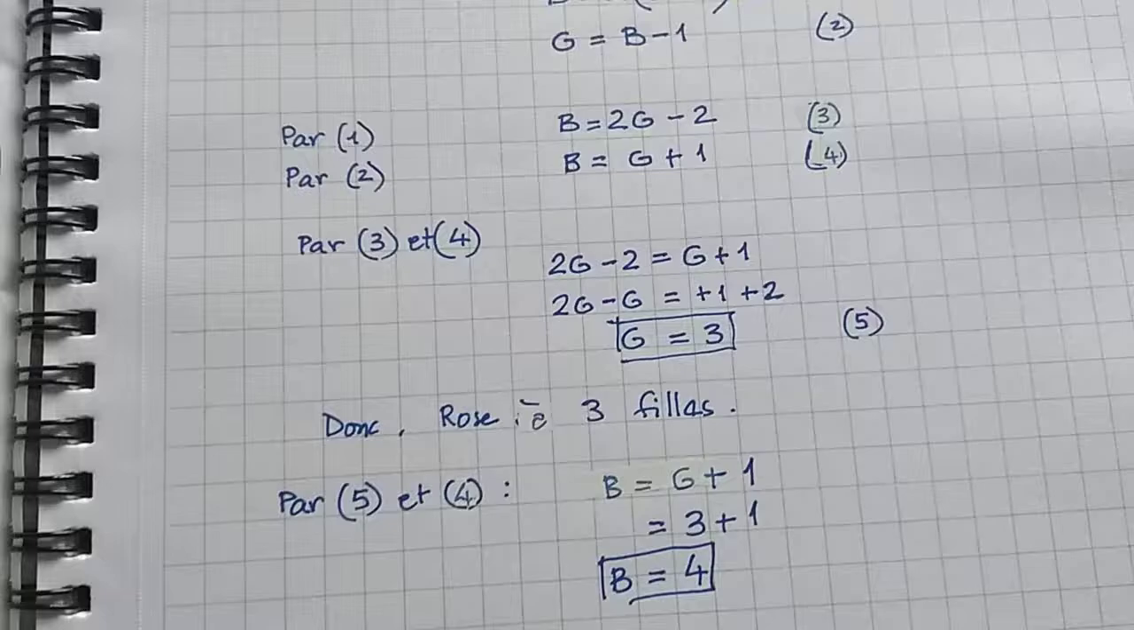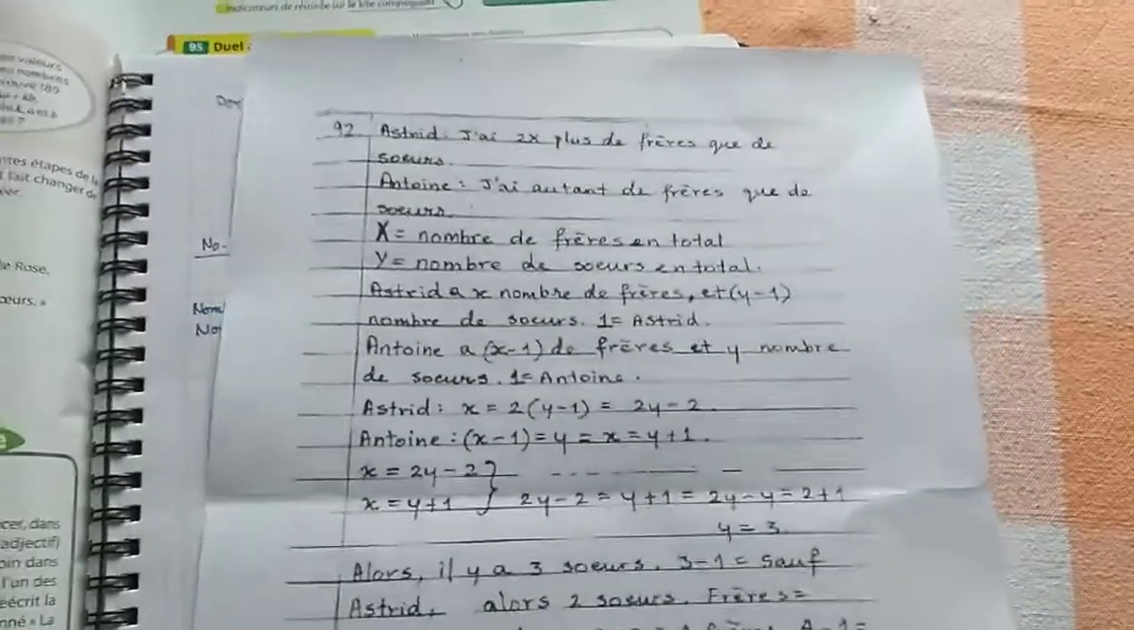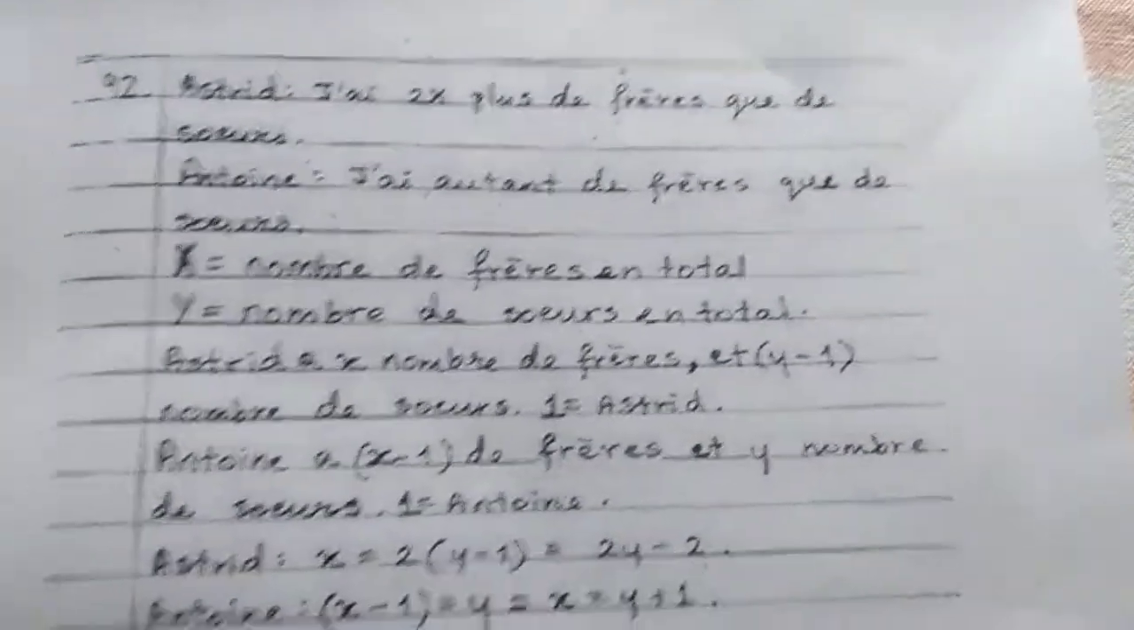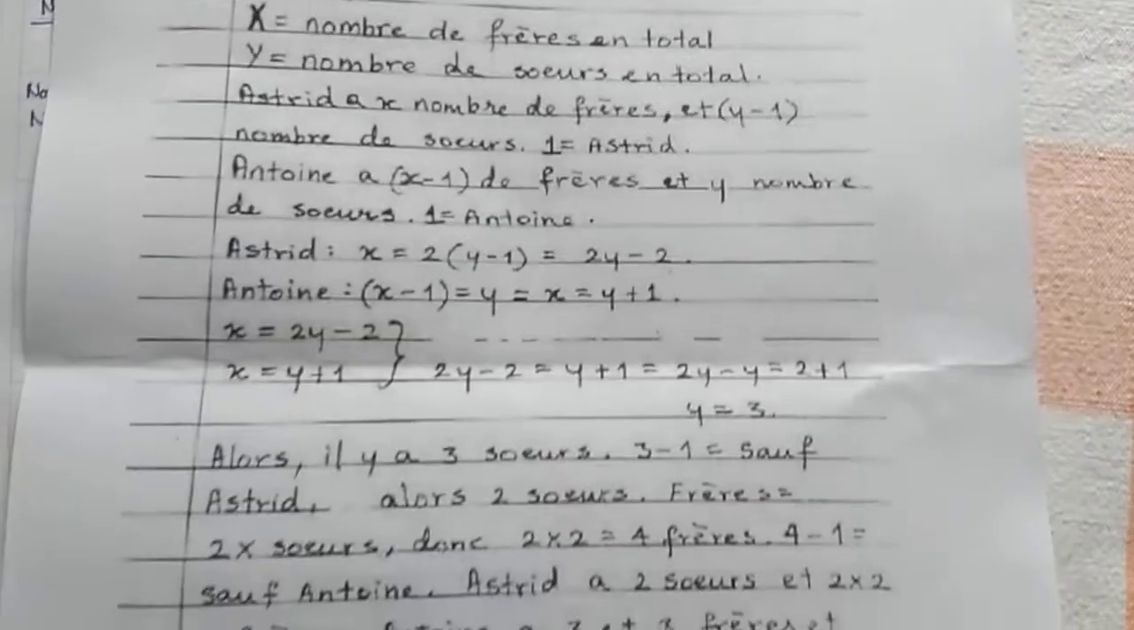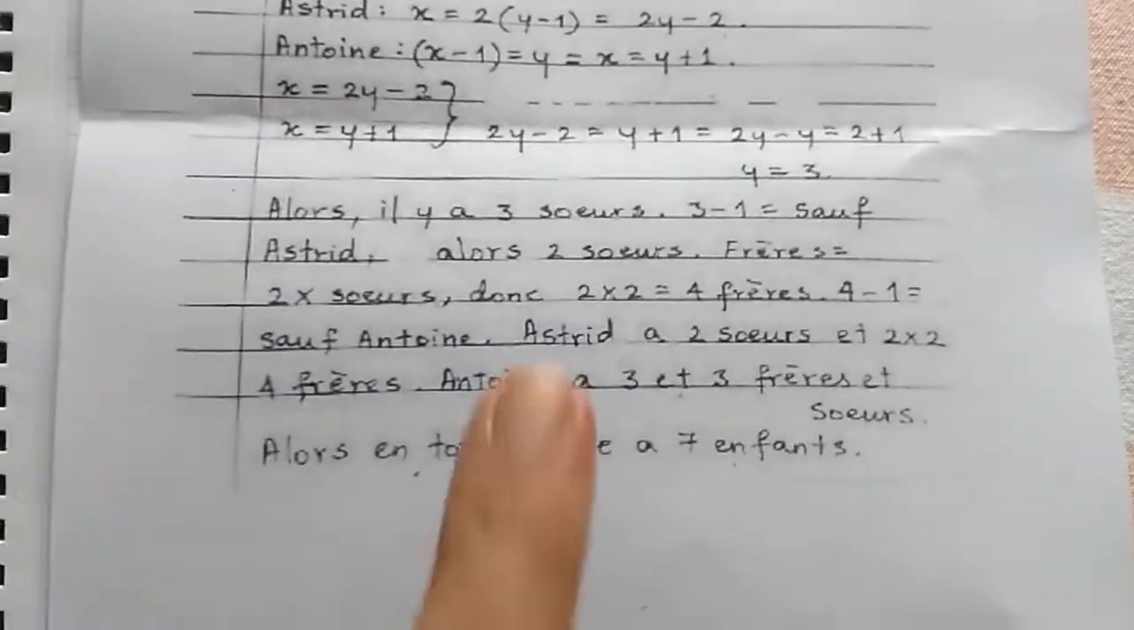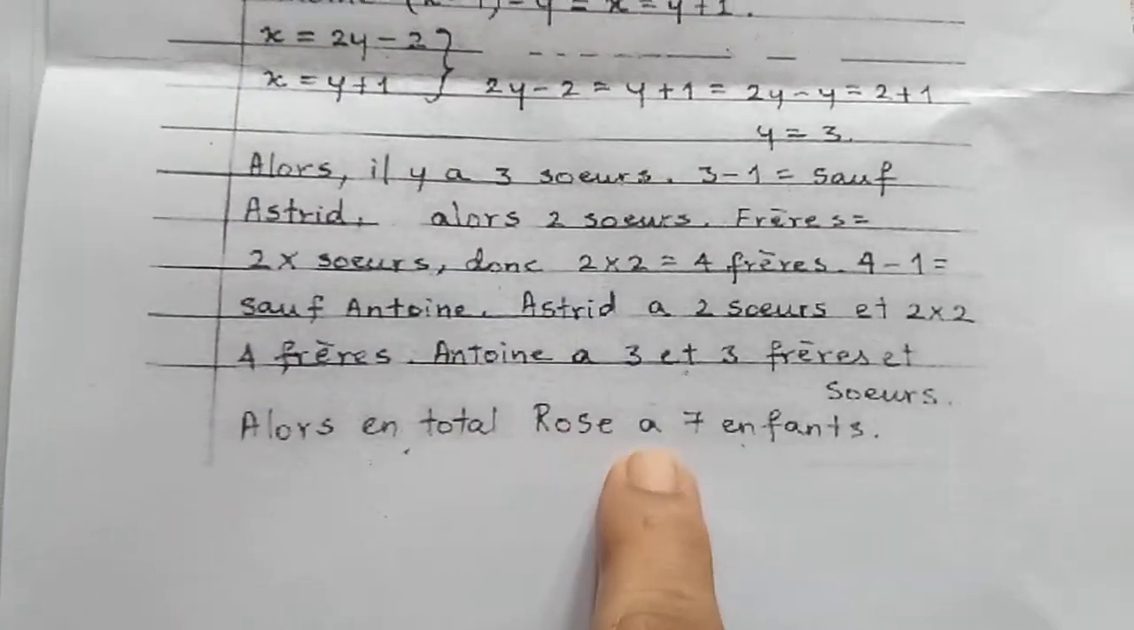Okay, so I've got another sample of your work. One of you has done this. You don't have to read this, but I'm just showing you how much more difficult it is to read this. See, the answer is correct. Rose a 7 enfants.